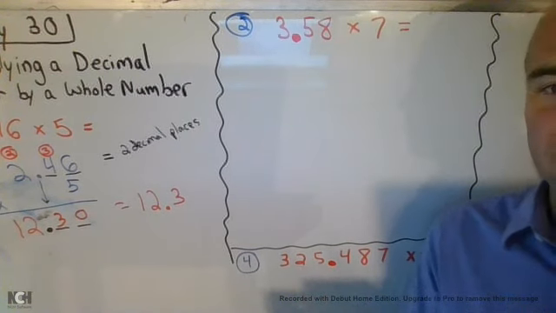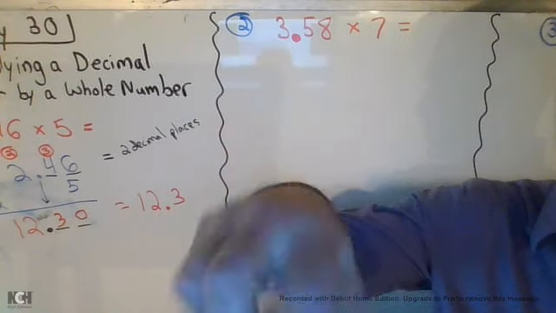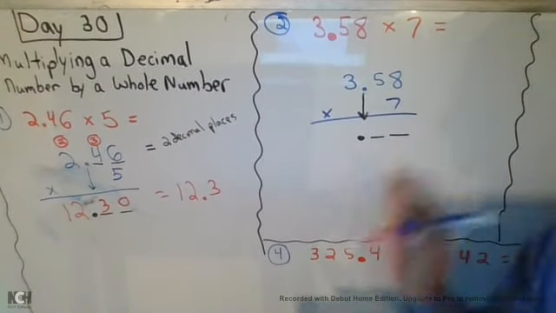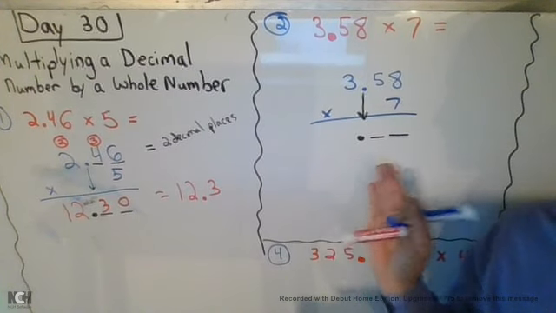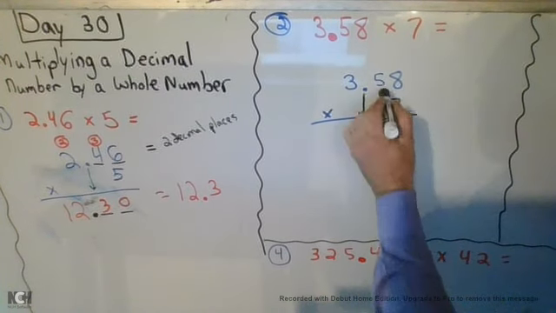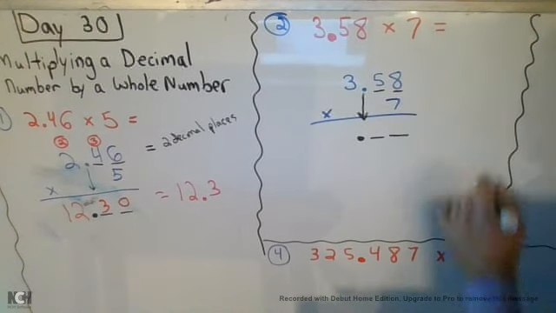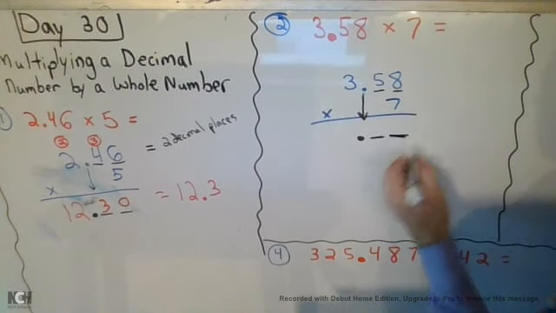Okay, I'm going to hit the pause button and allow you some time to solve it. Okay, I stopped here just to help remind you that there are 2 decimal places in my problem. So I need to make sure I have 2 decimal places down here.